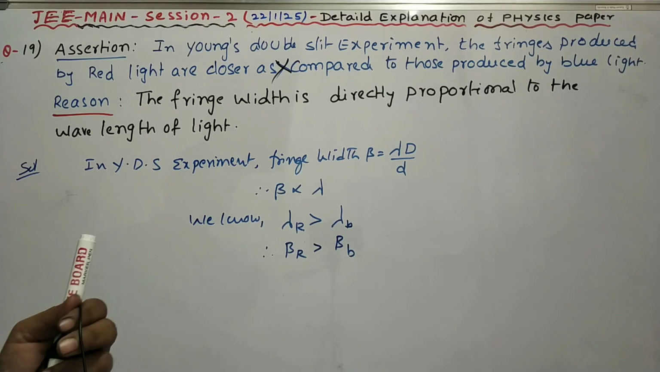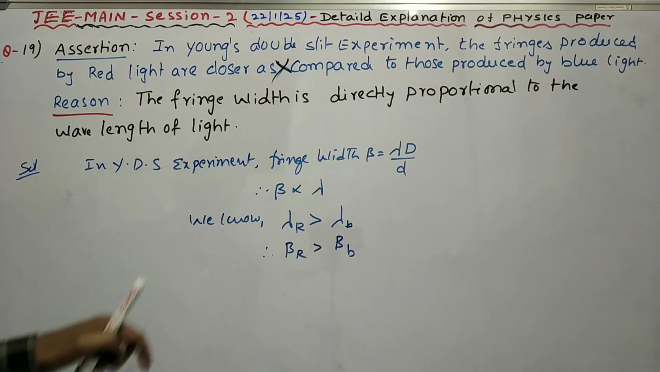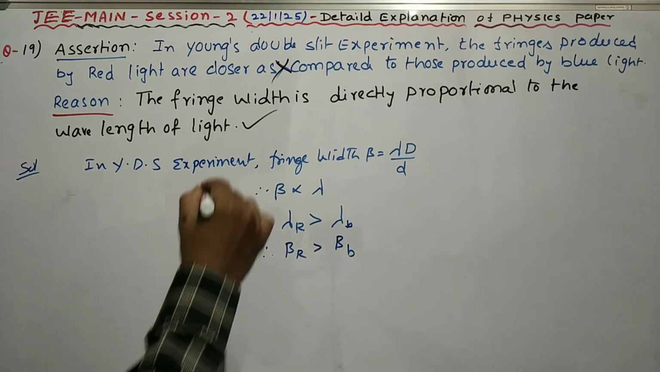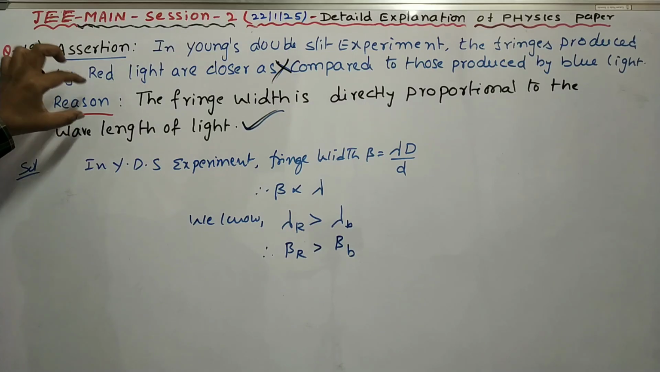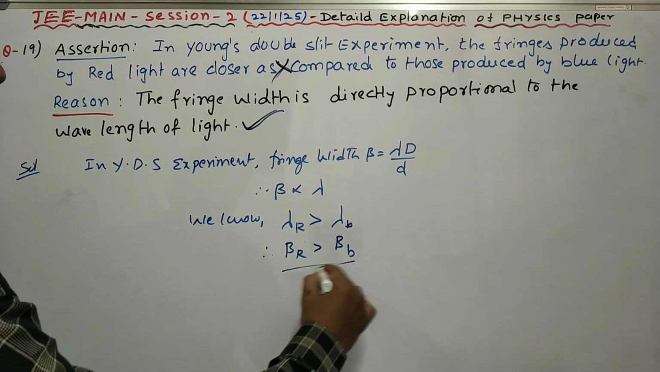Okay, next, what is given? The fringe width is directly proportional to the wavelength. Yes, it is correct. So the assertion is wrong and the reason is correct. Okay, right, that's it.